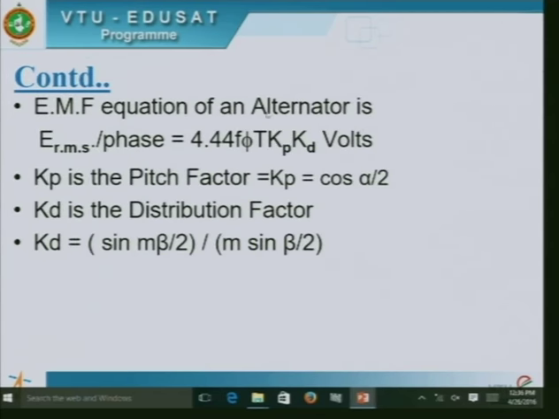The EMF equation of an alternator is E RMS per phase, which is given by 4.44 f phi T Kp Kd volts. Kp is the pitch factor, which is given by Kp is equal to cos alpha by 2. Kd is the distribution factor, which is given by sin m beta by 2 divided by m sin beta by 2.